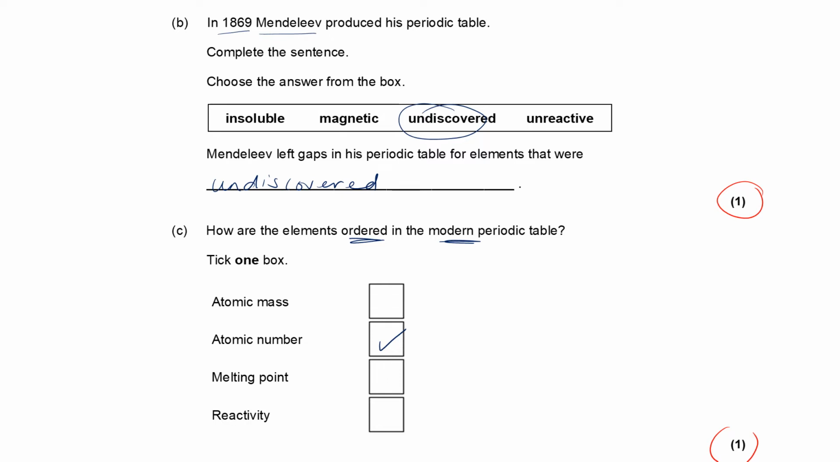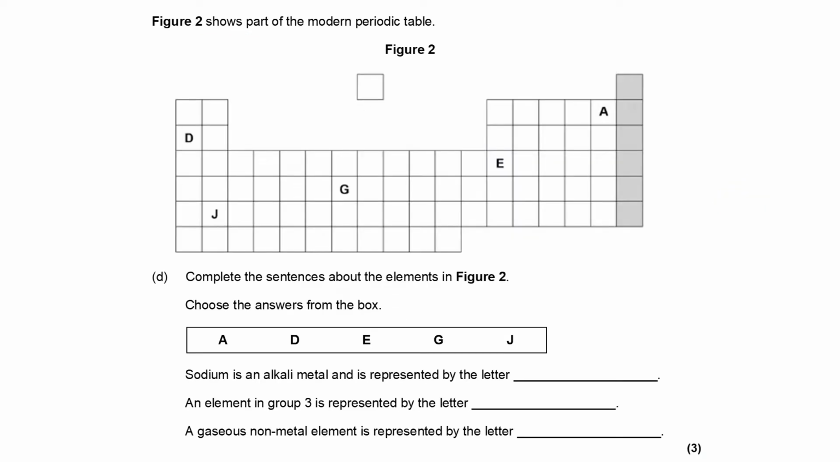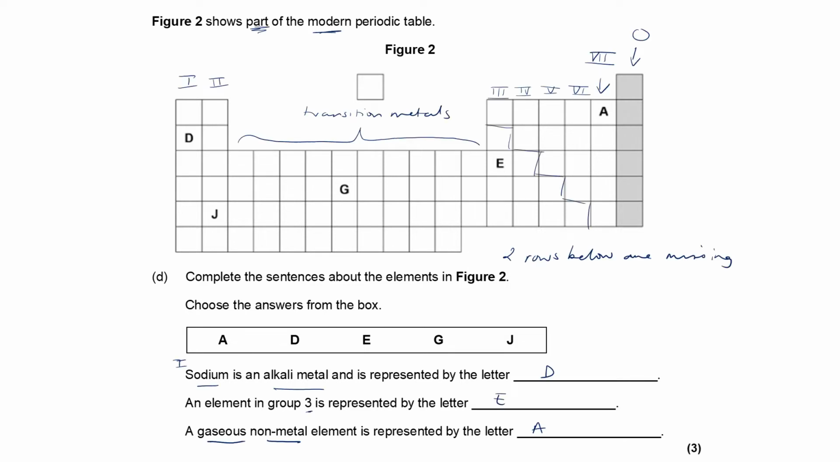So next, part D. Figure 2 shows part of the modern periodic table, and I've noticed 2 rows at the bottom of the periodic table are missing, but we don't need to worry about that. I've started annotating the periodic table that's left in figure 2. I've labeled the groups, group 1 to 0. I've labeled the transition metal block, and I've drawn a zigzag separating the metals from the non-metals. It says part D, complete the sentences about the elements in figure 2. Choose the answers from the box.